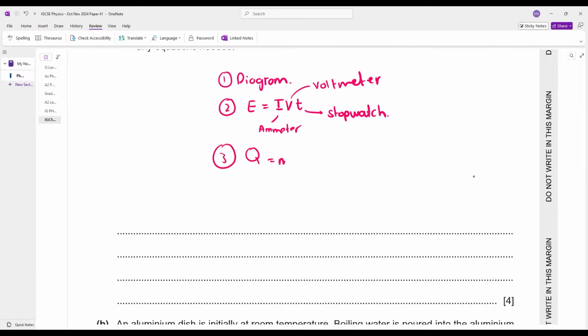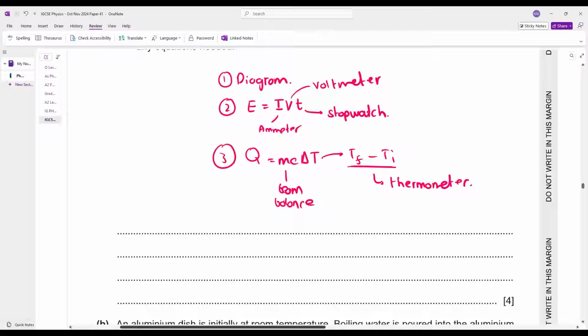Q is equals to mc delta T. Energy is equals to your Q. Mass कहाँ से आएगा? Using a beam balance. Mass will be measured using a beam balance. How will you calculate the change in temperature? Final temperature minus initial temperature. How will final and initial temperature be measured? Using a thermometer. Then you can easily calculate the specific heat capacity. Easy peasy, lemon squeezy, nothing complicated here.